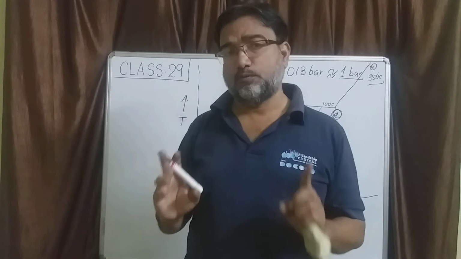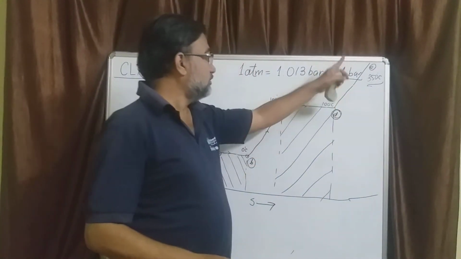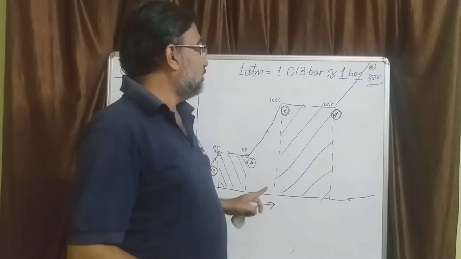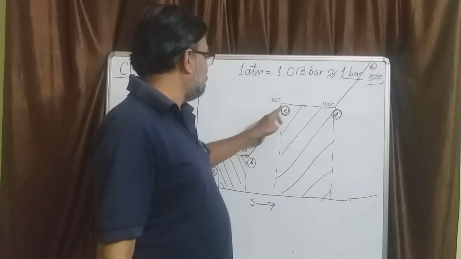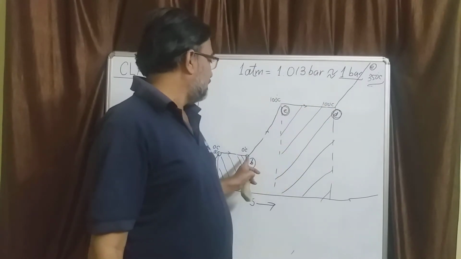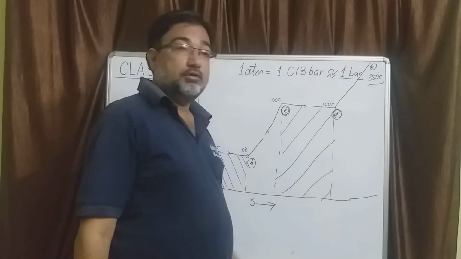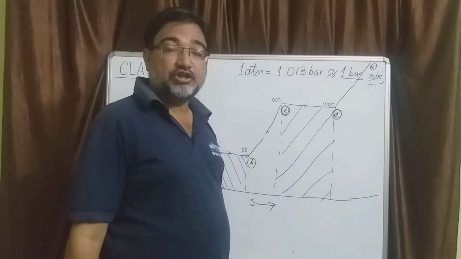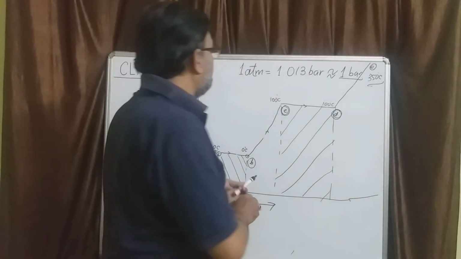So this is a 1 bar line, and in this 1 bar line, the saturation points are this point, this point, this point, this point. And between two saturation points, you have these phase change curves.